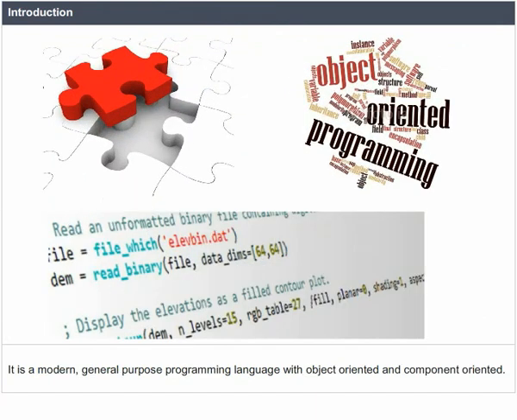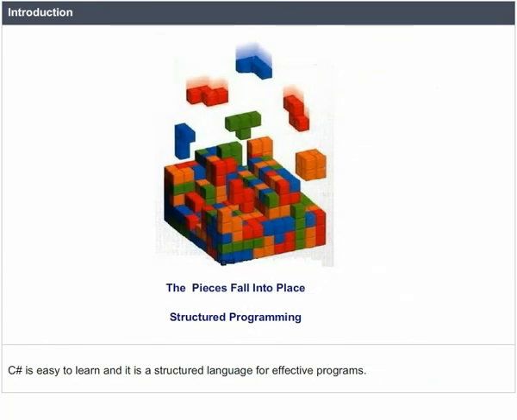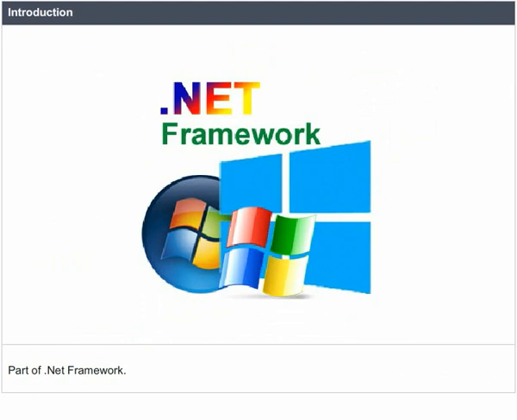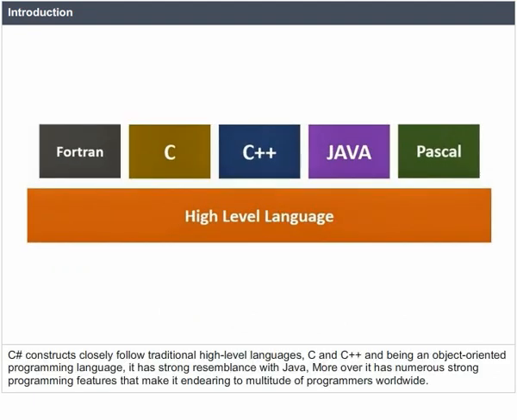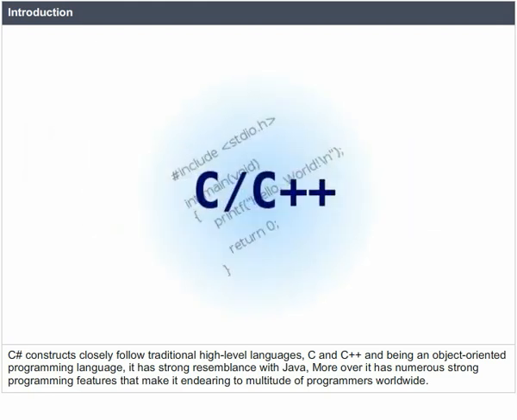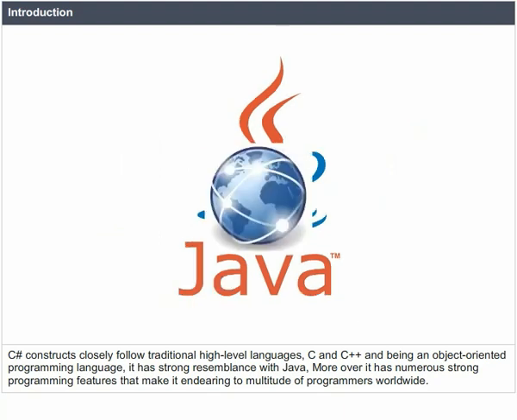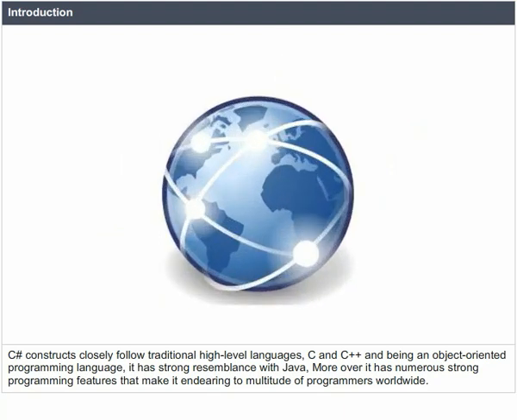It is a modern general-purpose programming language which is both object-oriented and component-oriented. C# is easy to learn and it is a structured language for effective programs. It can be compiled on a variety of computer platforms, part of .NET framework. C# constructs closely follow traditional high-level languages, C and C++, and being an object-oriented programming language, it has strong resemblance with Java. Moreover, it has numerous strong programming features that make it endearing to a multitude of programmers worldwide.